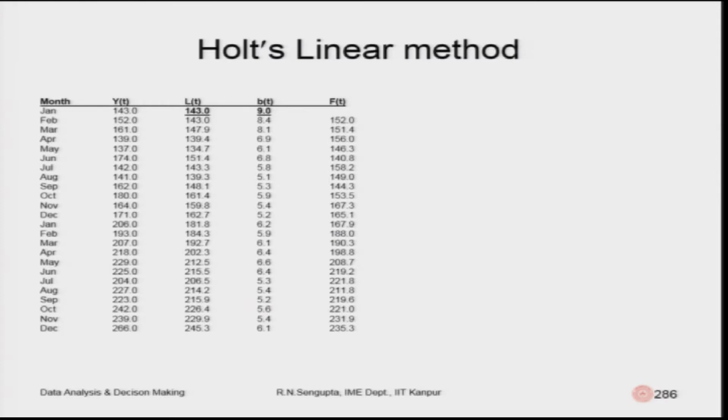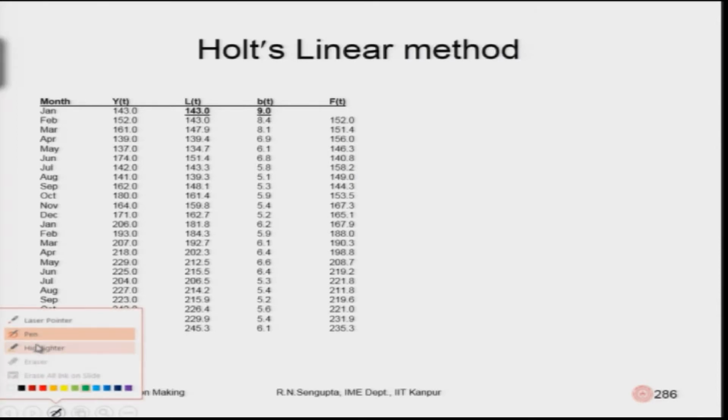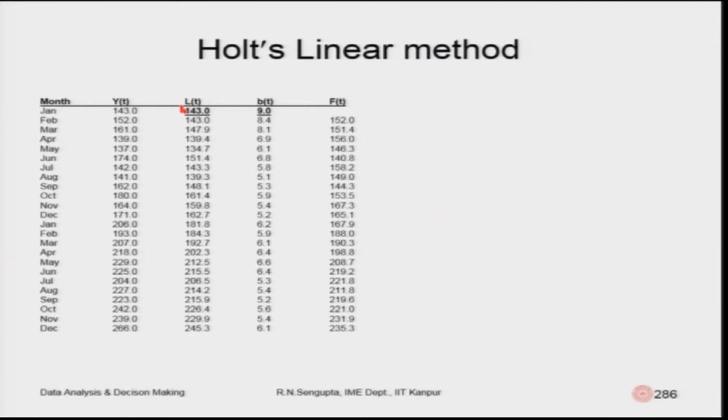So, in the Holt-Winter method we consider January to December, the YT values are given in the second column, and the LT values we will calculate based on this calculation. But the 143 which you are considering, which I will highlight now using a red, this 143 and 9 are the values which you are assuming for the starting. They can be changed based on the fact that I am trying to find the minimum of the sum of the squares.